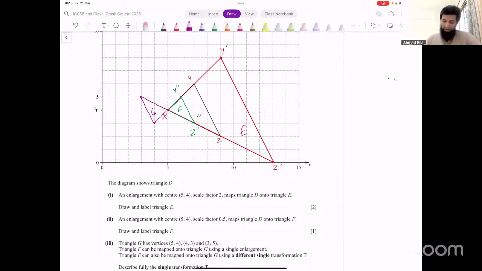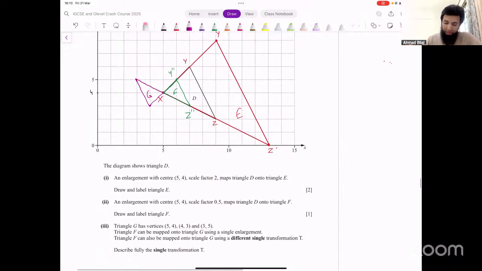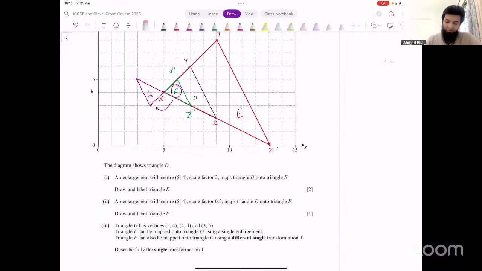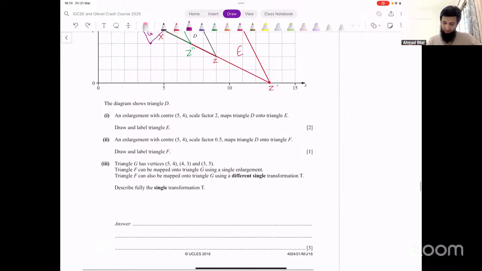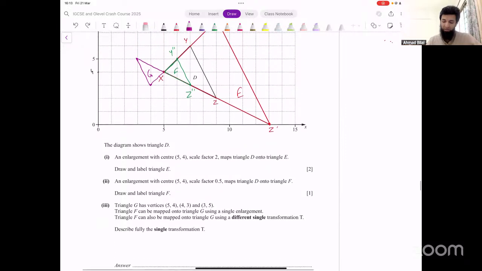Okay. F can be mapped onto G using a single enlargement. Triangle F can also be mapped onto triangle G using a different single transformation T. Okay. Describe fully that single transformation T.